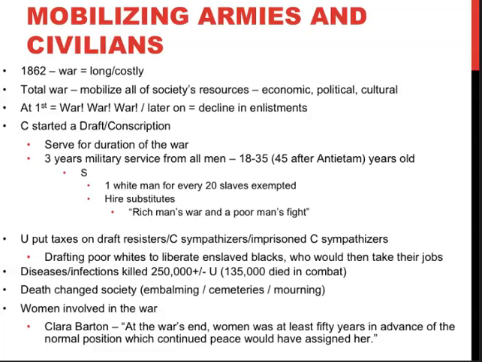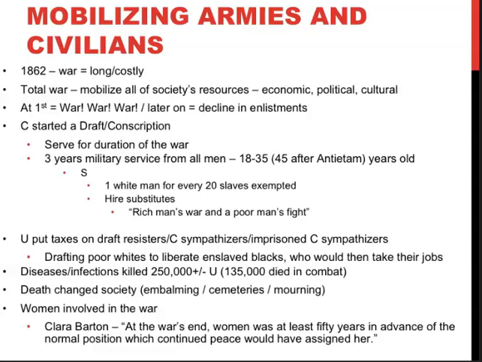It was pretty chaotic. Diseases and infections killed about 250,000 Union and Confederate soldiers, give or take. 135,000 died in combat in the Union. Death changed society. You basically had a whole generation of young men between the ages of 18 and 35 that died. They also started to embalm, which preserved the body, cemeteries and mourning.